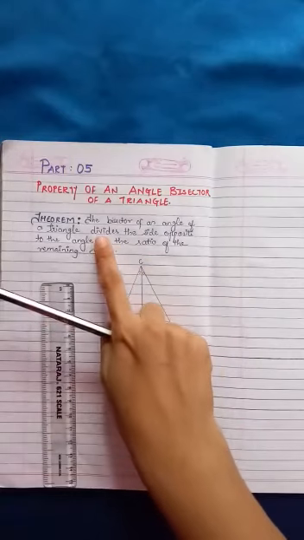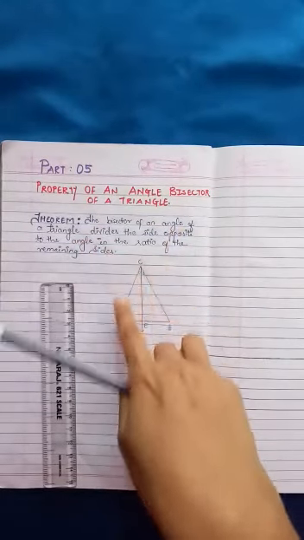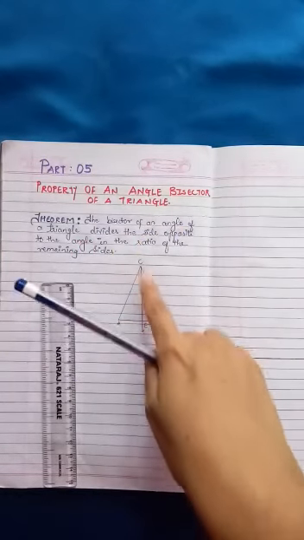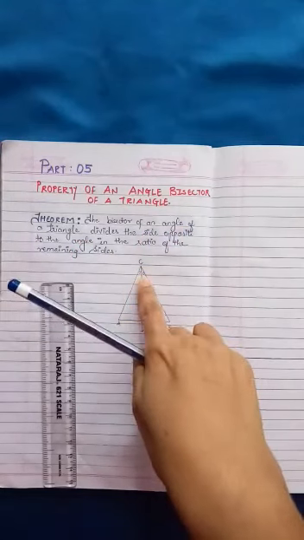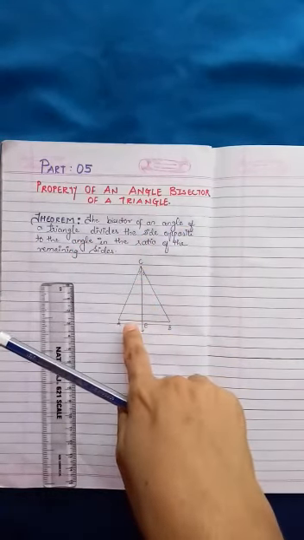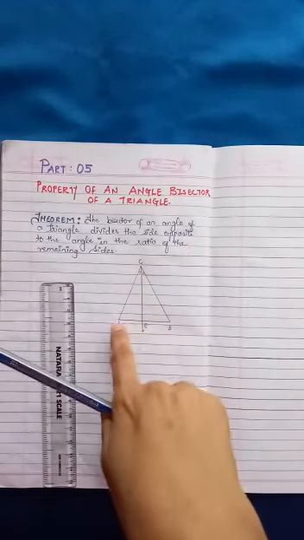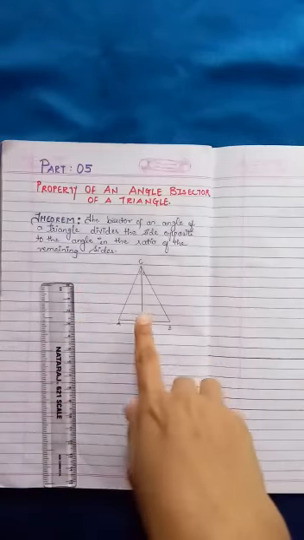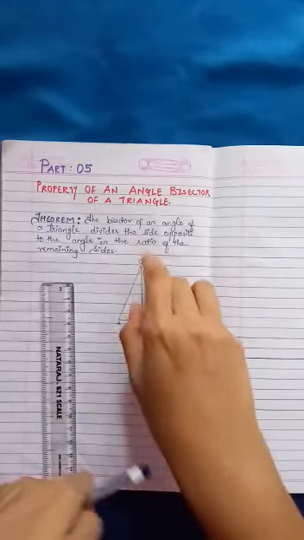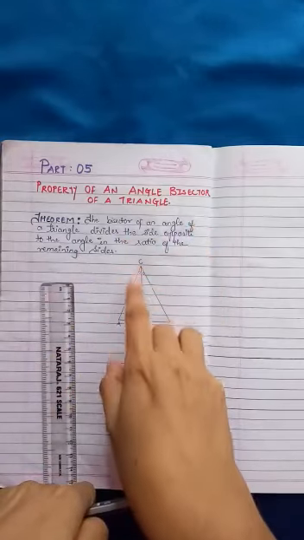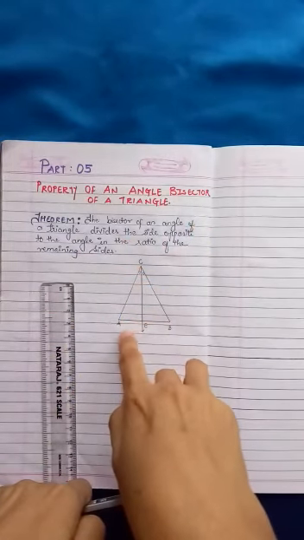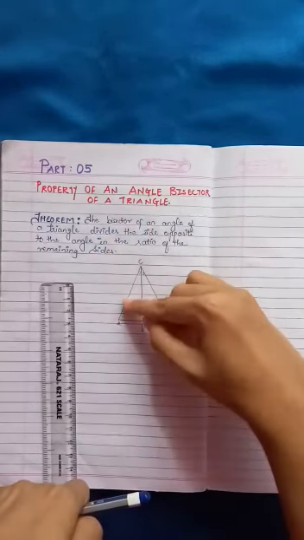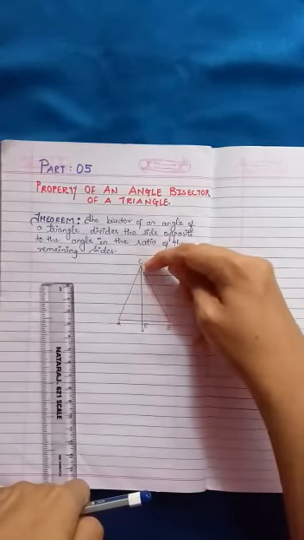Now what the theorem says: the bisector of an angle of a triangle divides the side opposite to the angle. This is the angle, and the side opposite to this angle is AB. So AB is divided into AE and EB in the ratio of the remaining two sides of the triangle. Which are the two remaining sides? That is AC and CB.